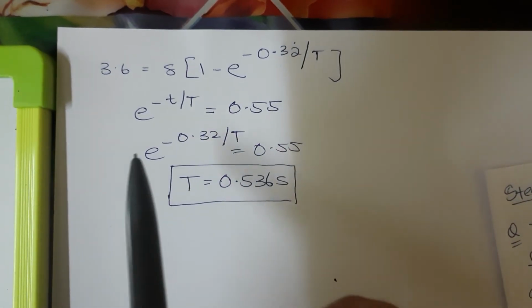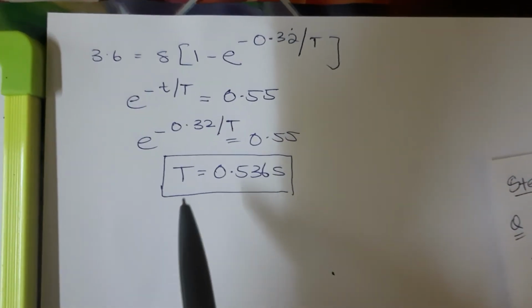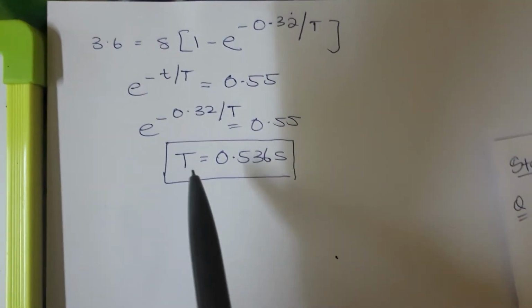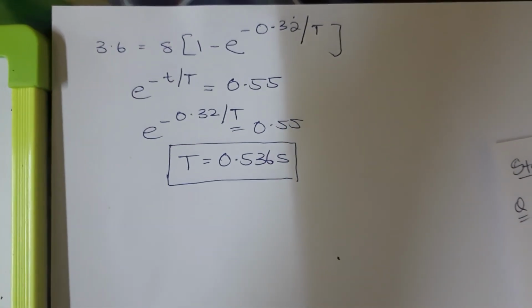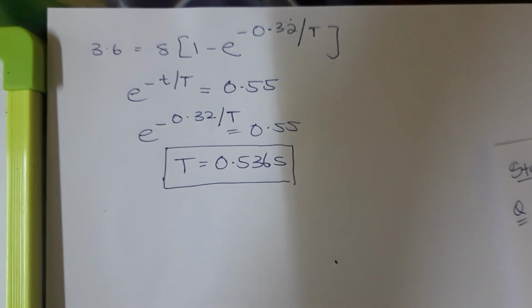Now if I take anti-log on both sides, I will get the value of T, which is the time constant, as 0.536.